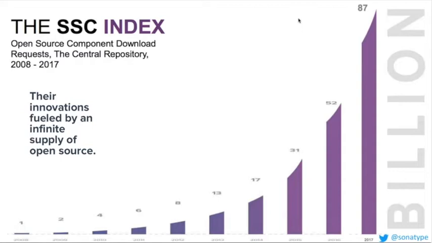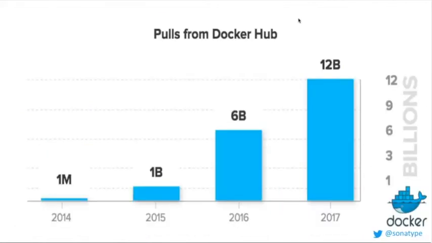Java components are not the only open source components experiencing exponential growth. As you can see here, pulls from Docker Hub have grown to 12 billion in 2017, doubling the amount of the year before. I urge you to download the Software Supply Chain Report that we publish each year, where you can see the latest trends in open source component usage and download. It's available on our website at Sonatype.com.